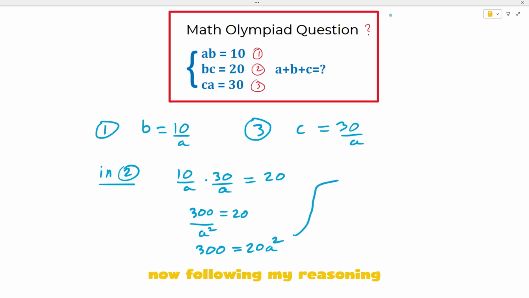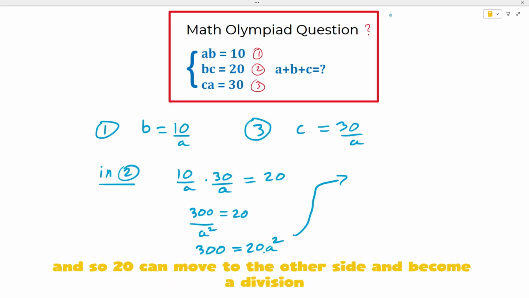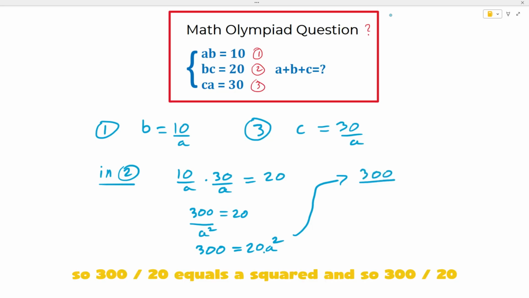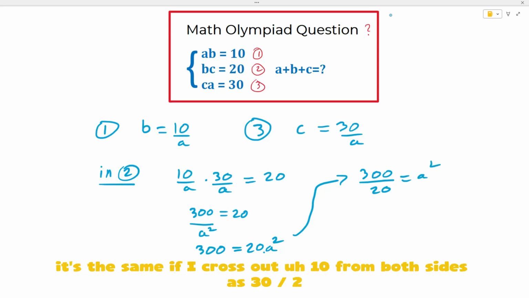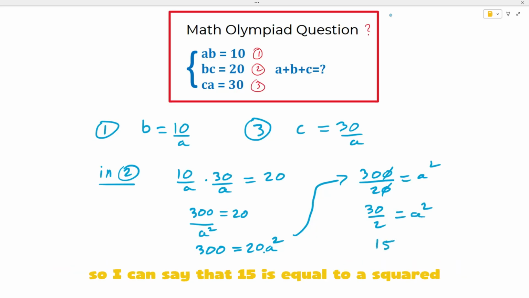Now, following my reasoning, I'm going to go here and say that the 20 is multiplied by A squared, and so 20 can move to the other side and become a division. So 300 divided by 20 equals A squared. And so 300 divided by 20, it's the same if I cross out 10 from both sides as 30 divided by 2. So that's equal to A squared. And 30 divided by 2, well, that's 15. So I can say that 15 is equal to A squared.